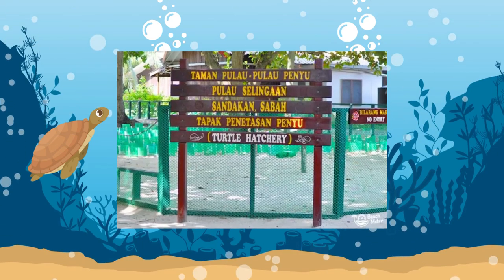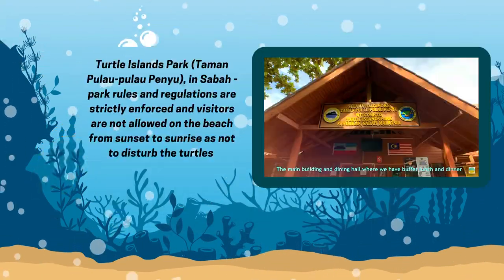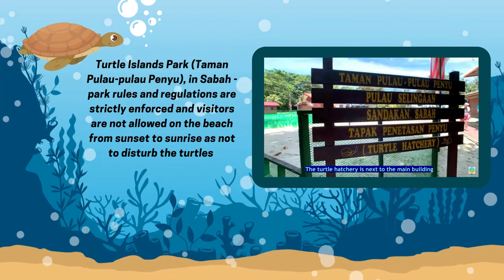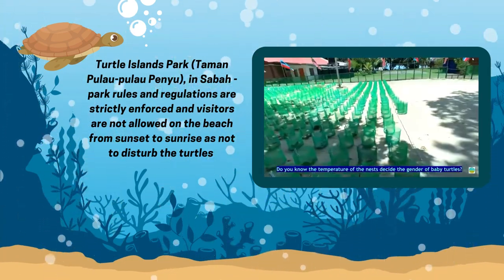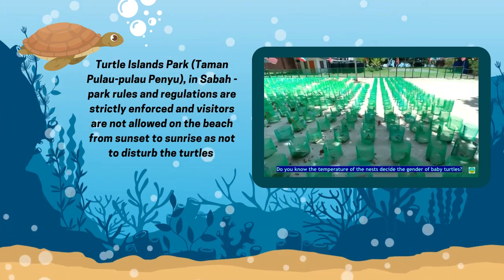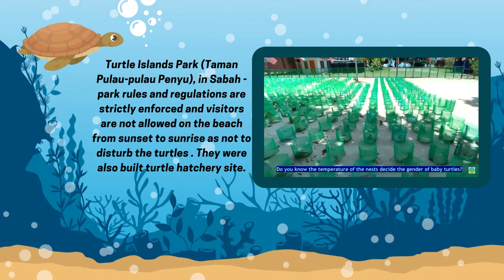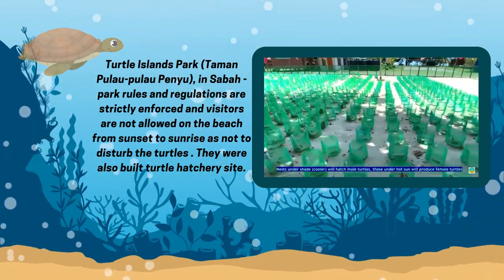The next one is Turtle Islands Park in Sabah. The park rules and regulations are strictly enforced, and visitors are not allowed on the beach from sunset to sunrise so as not to disturb the turtles. They will also build a turtle hatchery site.